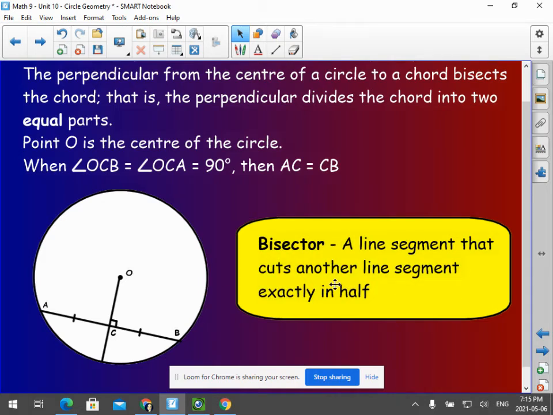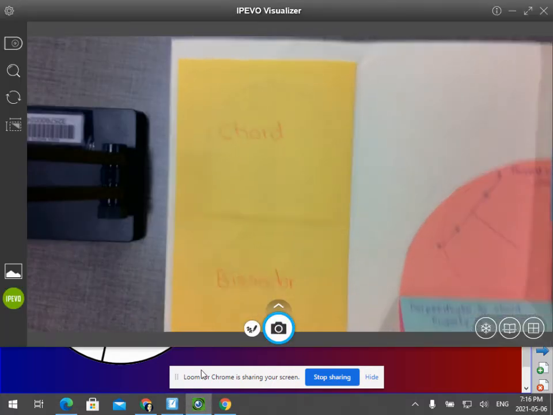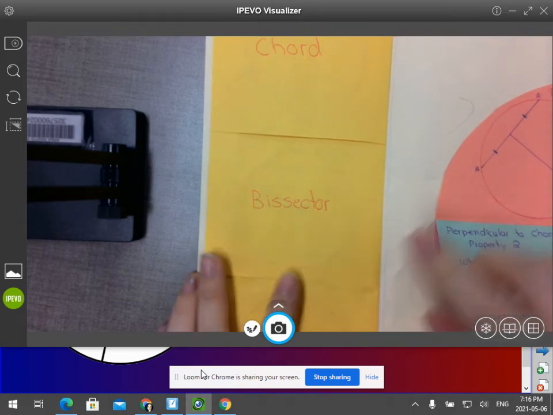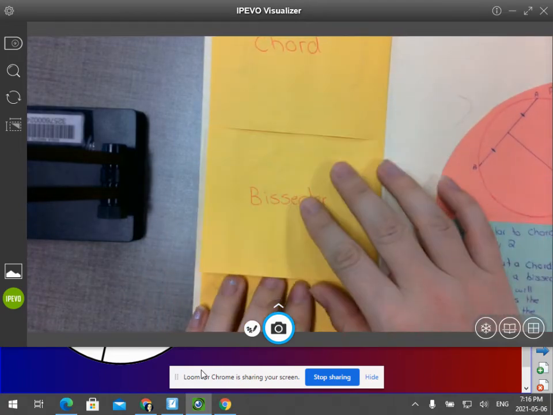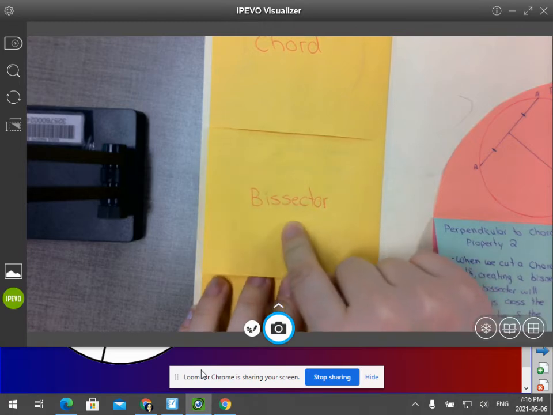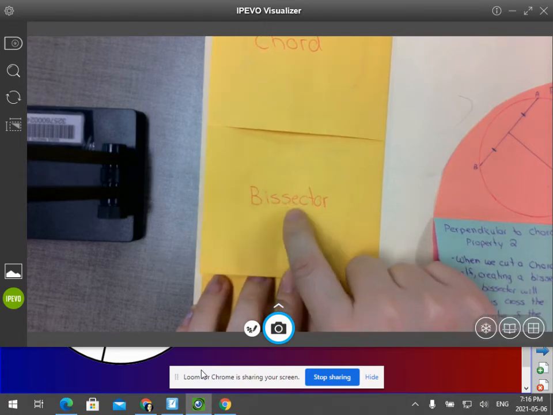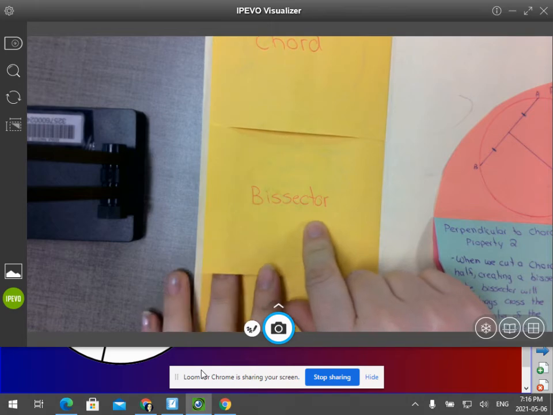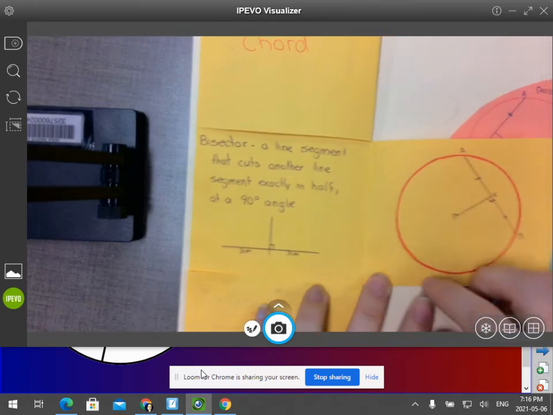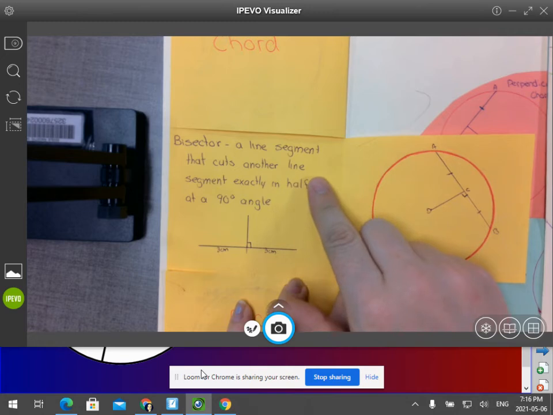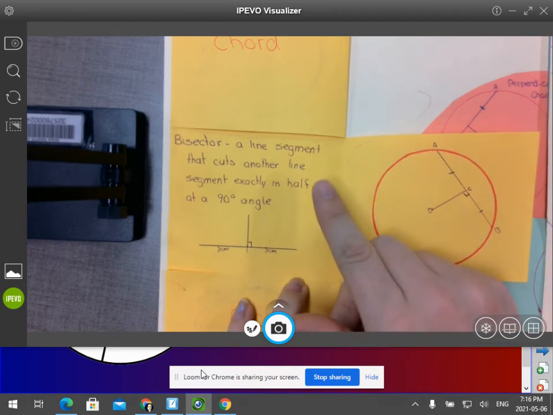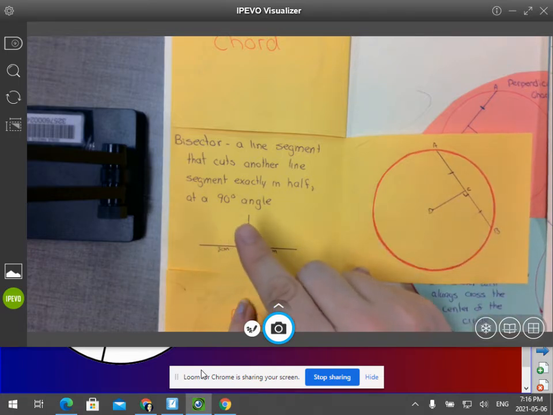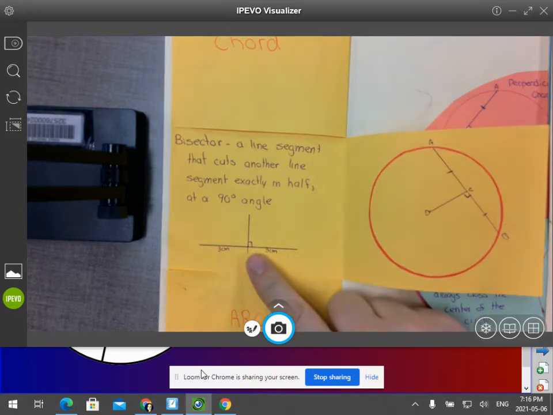This is a vocabulary word that I feel like you should add in, so I'm going to pause and add that in real quick. Vocabulary word number 2, second flap on your piece of paper: a bisector. You should remember this word from the 7th grade geometry unit. A bisector is a line segment that cuts another line segment exactly in half at a 90-degree angle. So it's cut in half and it is at 90 degrees.